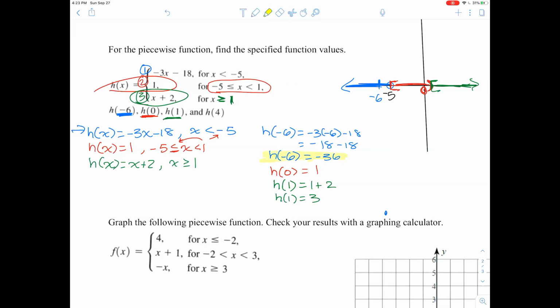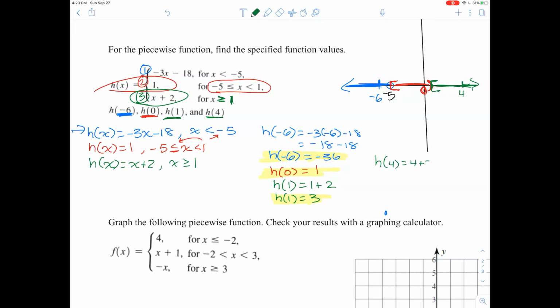So there's the h of -6. Here's the h of 0. Here's the h of 1. The last one we have to do here is the h of 4, and that would be way over here in this domain. So again, we'd plug it into that third function. So we'll find the h of 4, which is really hard to do.